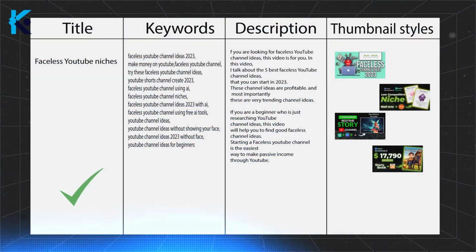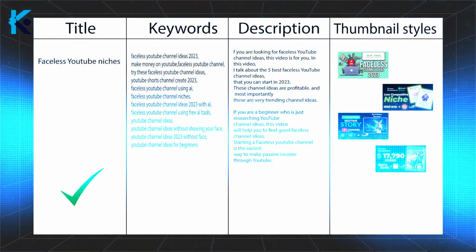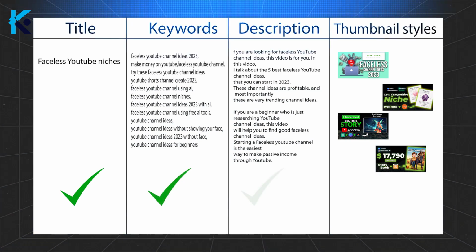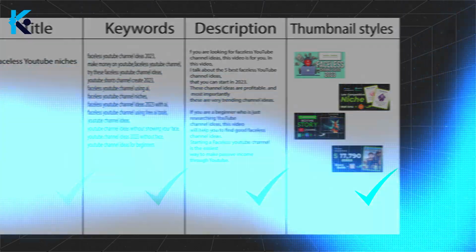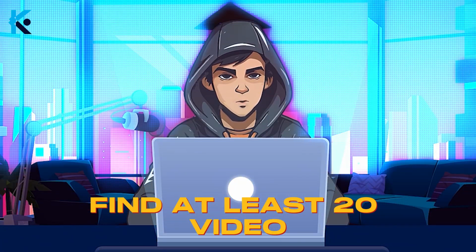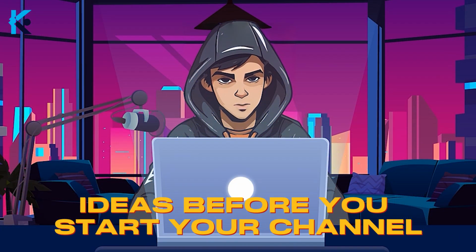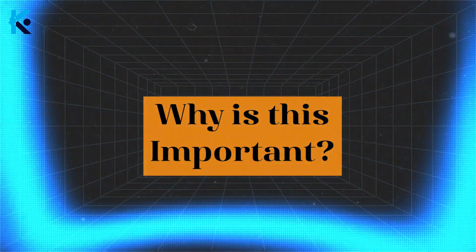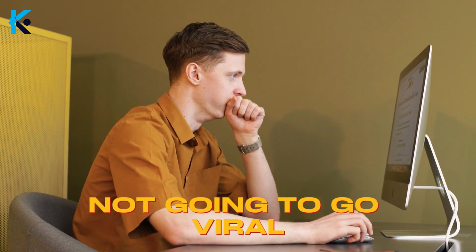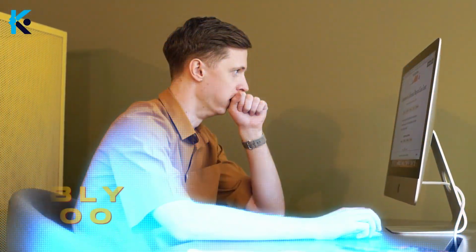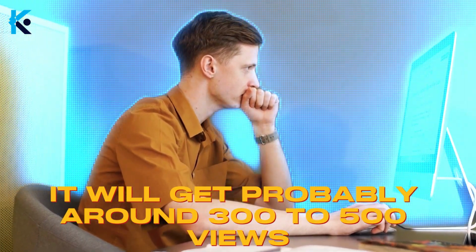First, we have the title of the video. Then, the keywords related to that specific topic, and the description of that video. Finally, examples of thumbnail styles. Find at least 20 video ideas before you start your channel. And here is why this is very important. The first video that you are going to upload to your channel is not going to go viral. Let's be realistic. It will get probably around 300 to 500 views.